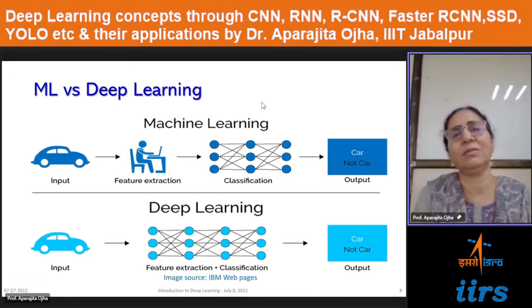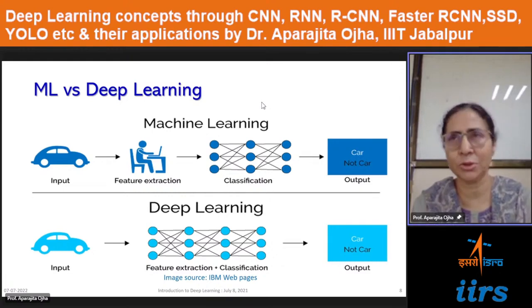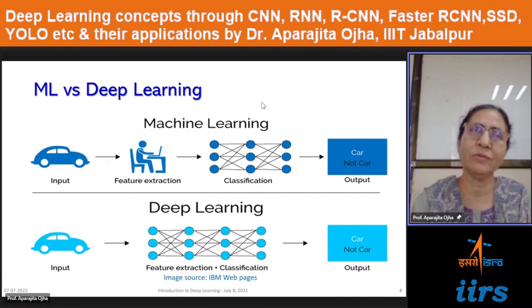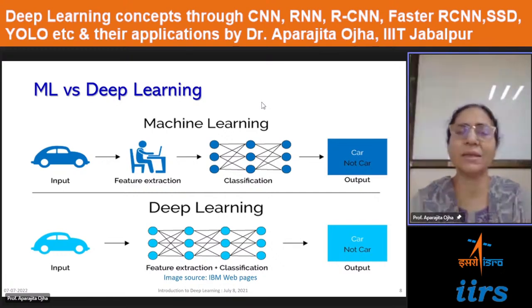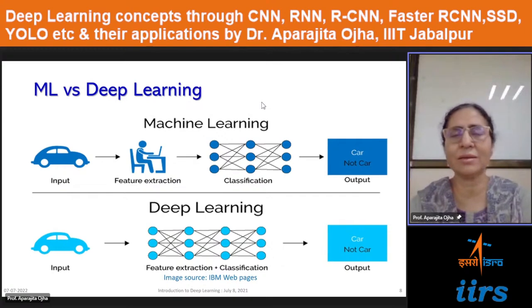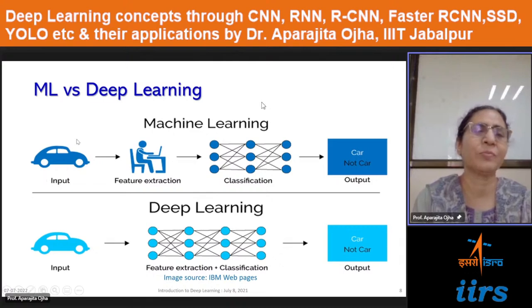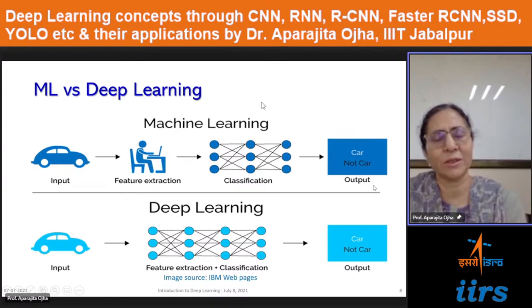We have seen several examples of machine learning in the past couple of days, so you must have seen that we start with the input, whether it is a satellite image or any other image or any other data. We make use of a feature extraction algorithm, which is manual feature extraction. Then we send it to a classifier. The classifier classifies it, and if it is a classification of whether the image has a car or no car, it will give you the output accordingly.